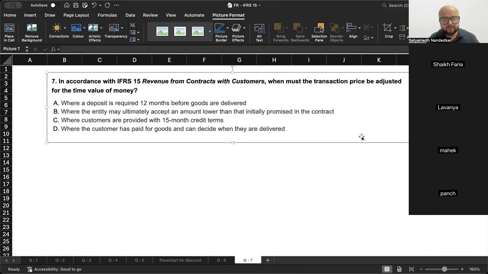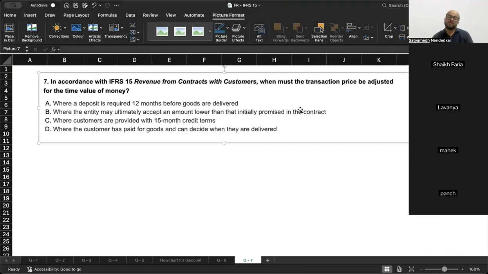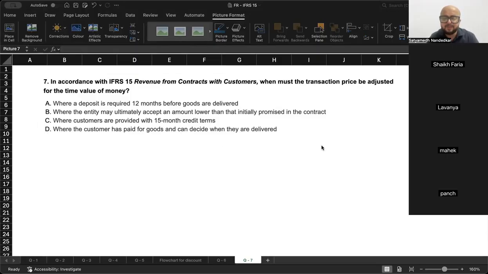Theory type question है. In accordance with IFRS 15, revenue from contract with customer, when must the transaction price be adjusted for time value of money? Where a deposit is required 12 months before the goods are delivered, where the entity may ultimately accept an amount lower than that initially promised in the contract, where customers are provided with 15-month credit terms, where the customer has paid for goods and can decide when they are delivered. We just did this, है ना? सेम चीज हमने अभी डिस्कस किया, राइट?